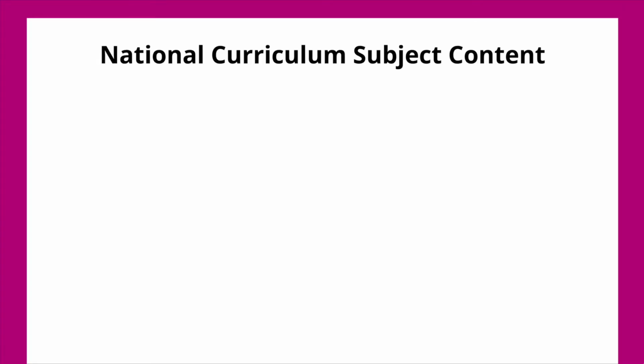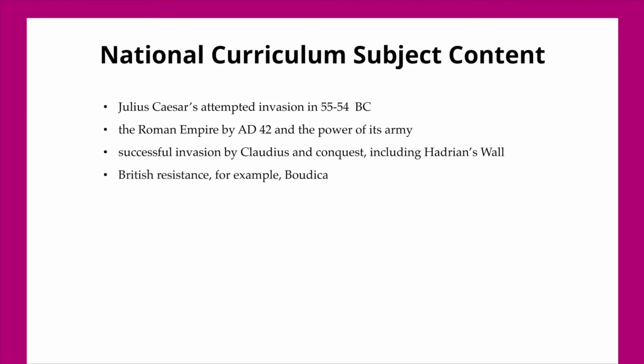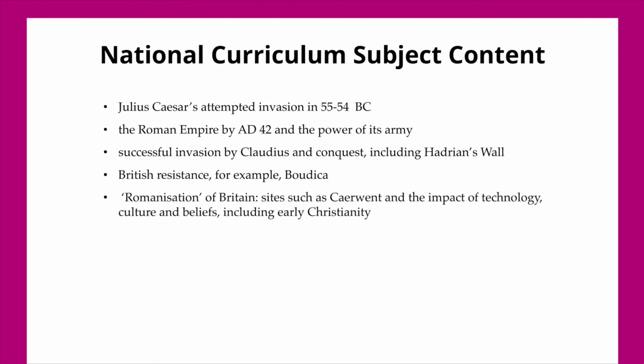The study of Roman Britain is a statutory national curriculum requirement which states that pupils in Key Stage 2 should study the Roman Empire and its impact on Britain. Non-statutory examples of areas of study include Julius Caesar's attempted invasion in 55 to 54 BC, the Roman Empire by AD 42 and the power of its army, the successful invasion by Claudius and conquest, including Hadrian's Wall, British resistance, for example Boudicca, and Romanisation of Britain, sites such as Caerwent and the impact of technology, culture and beliefs, including early Christianity.